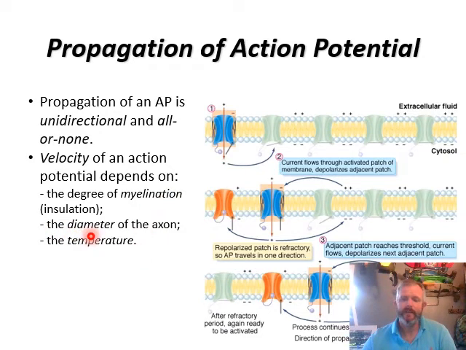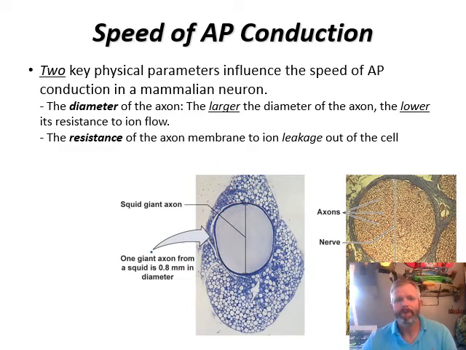Okay, the other is diameter. When the diameter gets bigger, there's less resistance on the current, and therefore you can get faster movement of the ions and you can get quicker rate of the action potential. Okay, the other is temperature. When temperature increases, of course, we're going to move faster and therefore increase the rate. We'll focus on myelination and diameter here. Okay, so diameter is one of those, and then myelination.